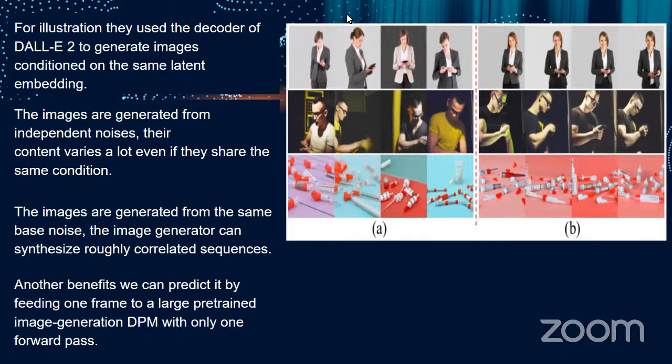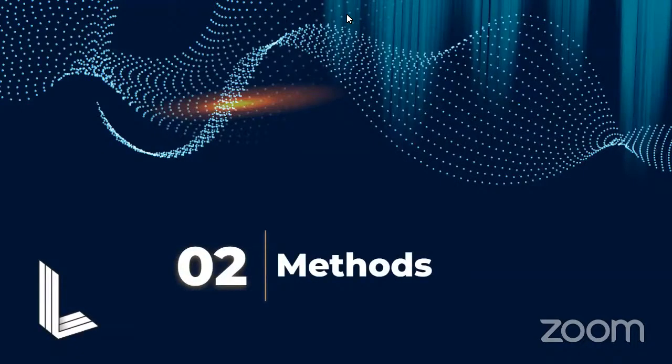From this idea, they found another benefit of sharing information between consecutive frames. If we have a video and we want to predict the next frame, we can easily input the previous frame into a large image generation DPM with only one forward pass, and this large model can predict the next frame. In the next slide, we're going to talk about the methods.